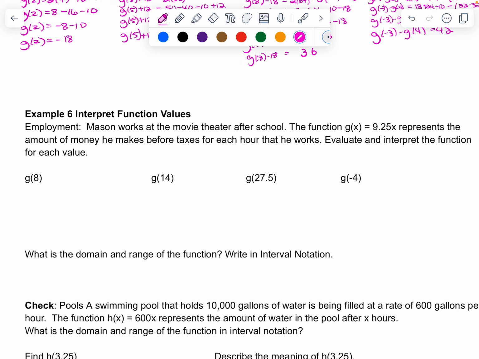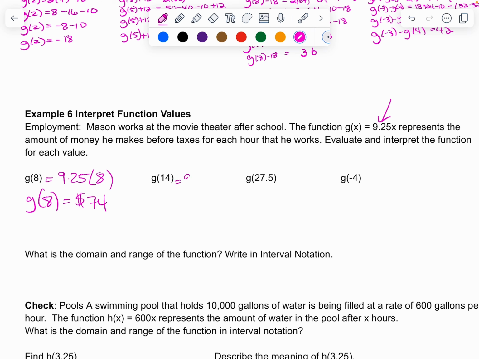Employment. Mason works at the movie theater after school. The function g of x equals 9.25x represents the amount of money he makes before taxes for each hour that he works. So $9.25 for 1 hour, 2 hours, 3 hours. So I'm going to replace x and multiply 9.25 times 8. So g of 8, 9.25 times 8 is going to get me $74.